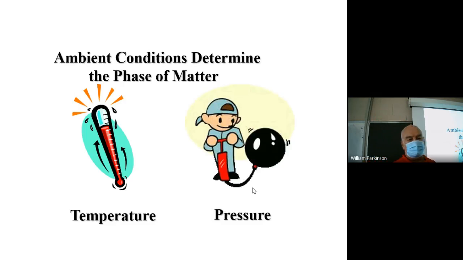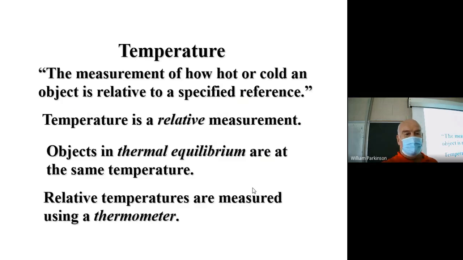Okay, now let's say a few things about the conditions on which we measure phases of matter. Let's say a word or two about temperature. Let's say a word or two about pressure. Okay, so what is temperature? It's, as we've been talking about, how hot or how cold an object is. So the more energy content the material possesses, the higher its temperature.